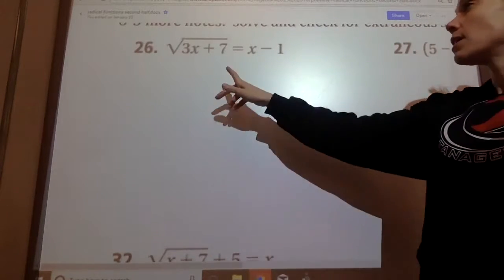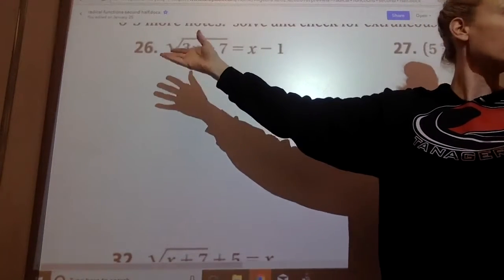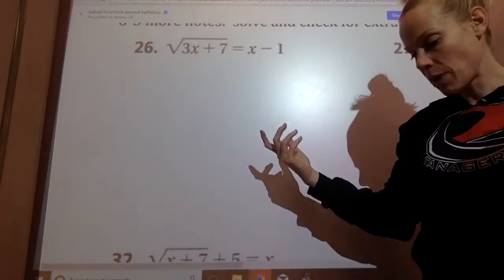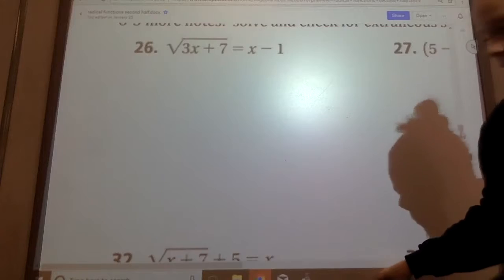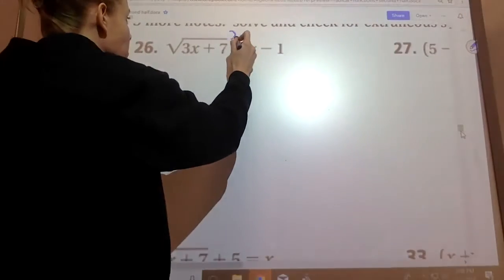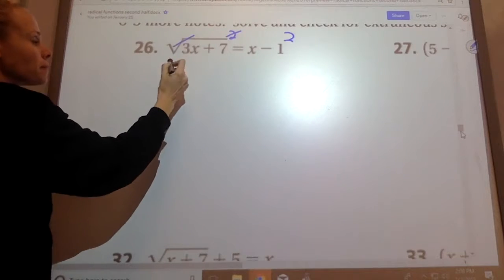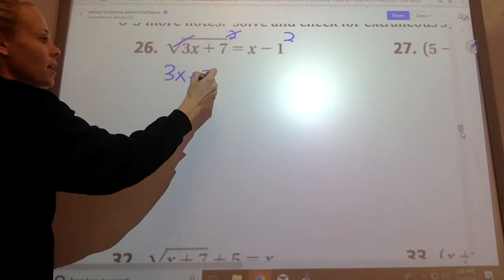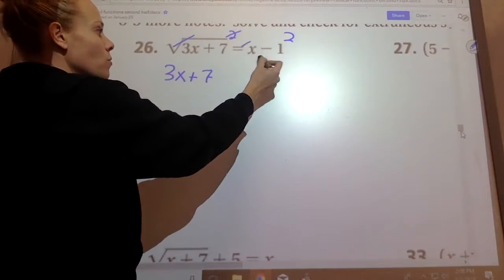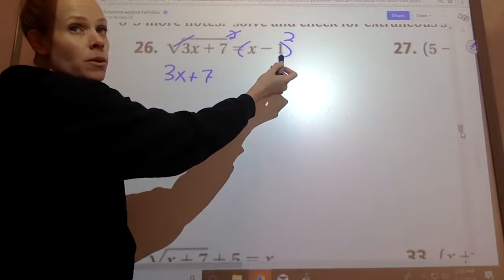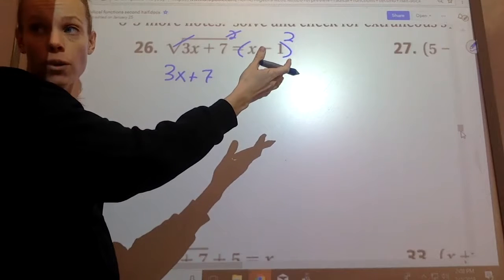So step 1 is done. All I have on the left side here is the square root. What am I going to raise both sides to? What power? You're going to square both sides. Right? Because a square root and a squared cancel out. So I get 3x plus 7. And this is where we're going to have to square a binomial, because you just can't square the x, square the 1. You have to FOIL that.